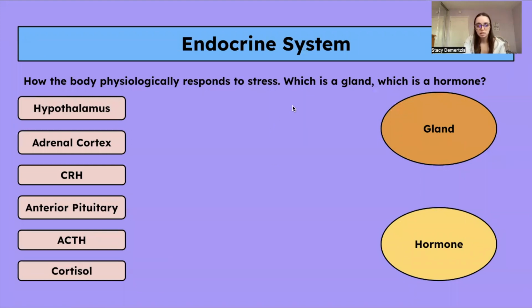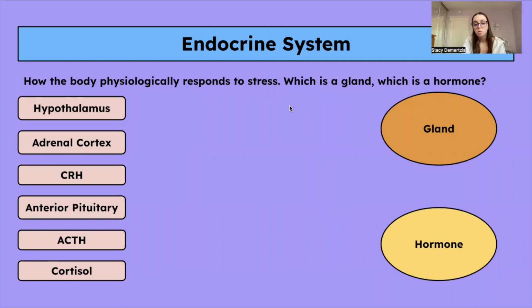Hypothalamus is a gland. Yes, absolutely. It's a gland in the brain. That's one of them. Adrenal cortex, glands found on top of the kidneys. And then the anterior pituitary is another structure within the brain. Perfect. So those are 3 glands that are responsible for the physiological response to stress.